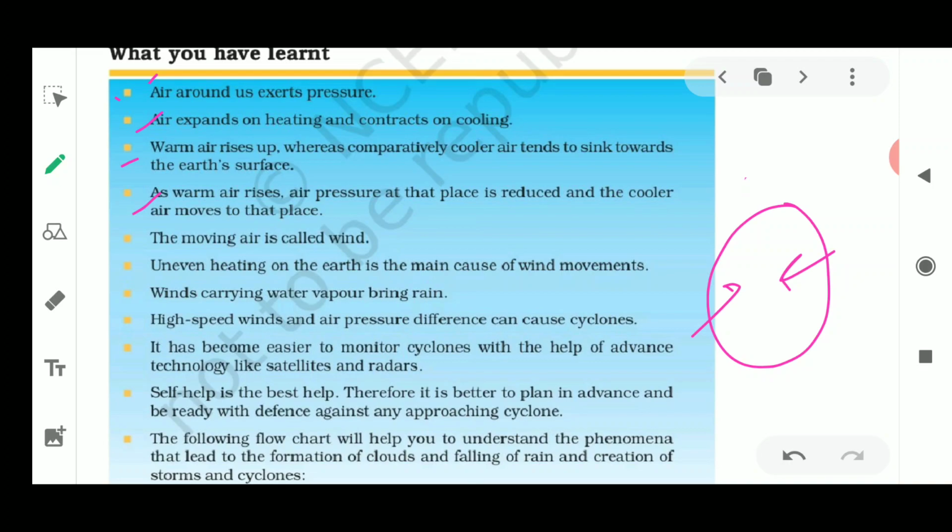Fine. Now air at the equator: it was told that at the equator the sun is shining at a very greater rate.